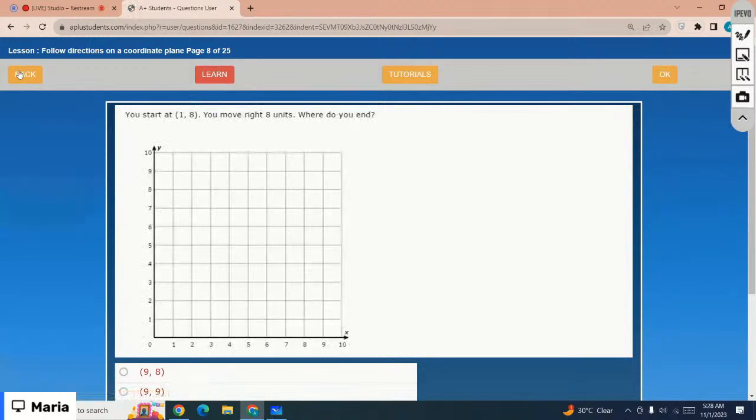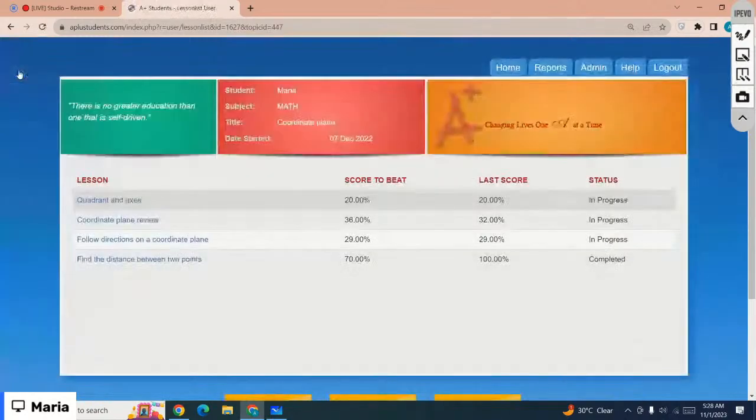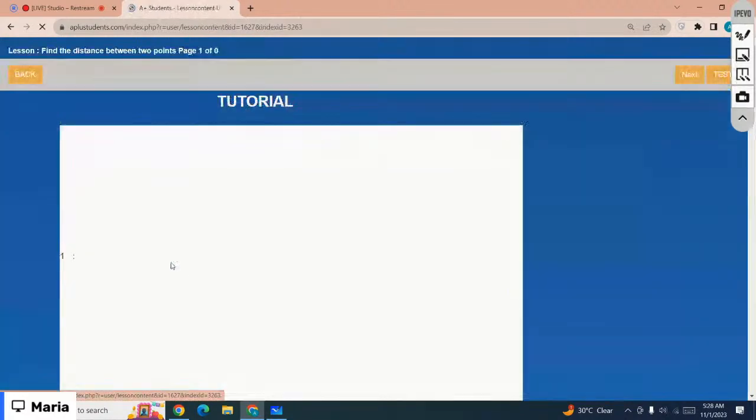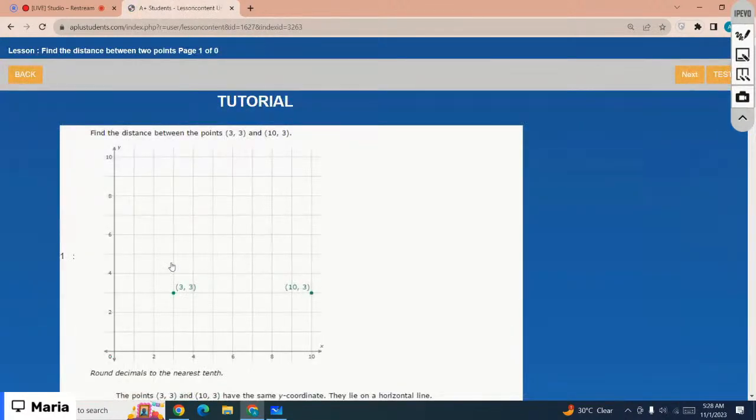The next lesson is find the distance between 2 points, right? So on a coordinate plane, calculating the distance is very easy. You just have to count the blocks, right? Just look at this one. Find the distance between the points (3, 3) and (10, 3), right?